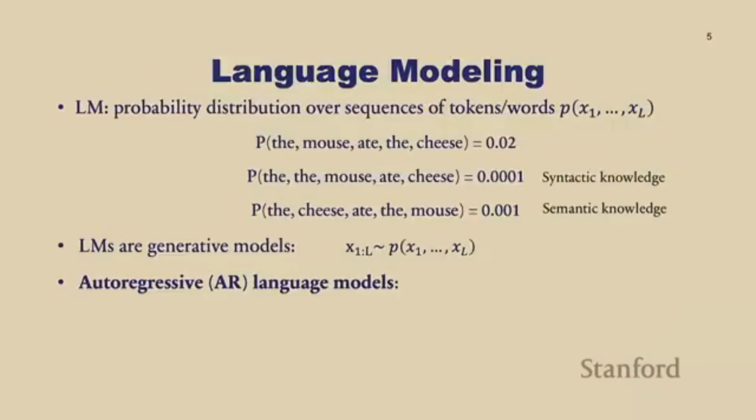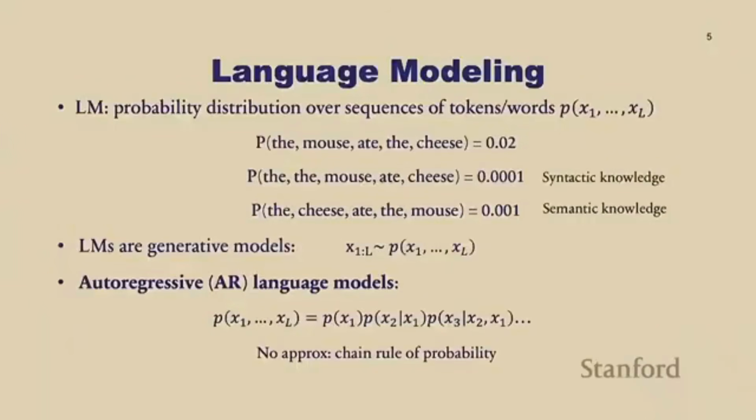The type of models that people are all currently using are what we call autoregressive language models. The key idea of autoregressive language models is that you take this distribution over words, and you decompose it into the distribution of the first word, multiplied by the likelihood of the second word given the first word, multiplied by p of the third word given the first two words. So there's no approximation here. This is just the chain rule of probability, which you hopefully all know about. Really no approximation. This is just one way of modeling a distribution.